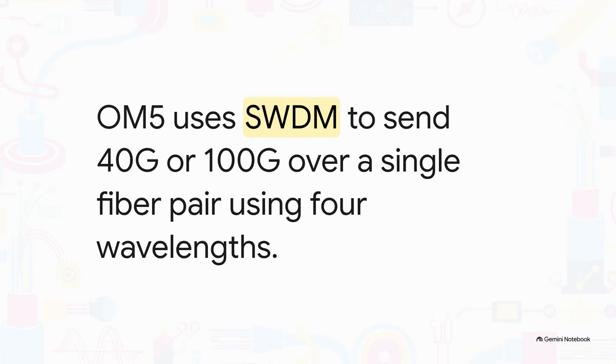And then we get to the absolute latest innovation in this space, OM5, or wideband multimode fiber. What makes OM5 a total game changer is a technology called shortwave wavelength division multiplexing, or SWDM. So instead of needing multiple pairs of fiber just to send massive amounts of data, OM5 is optimized to send 4 distinct wavelengths. Think of them as 4 separate colors of light, down a single fiber pair, between 850 and 950 nanometers. This dramatically cuts down the physical number of cables you need in a dense environment. It effectively wipes out cable clutter while still effortlessly pushing 40 or 100 gigabits.